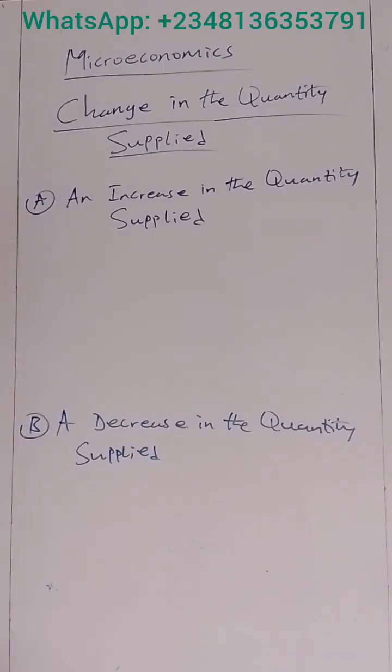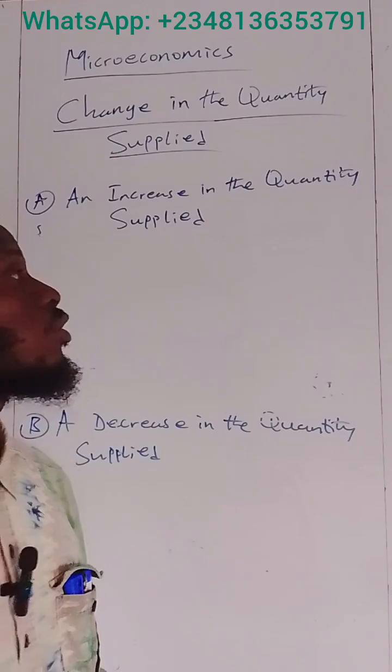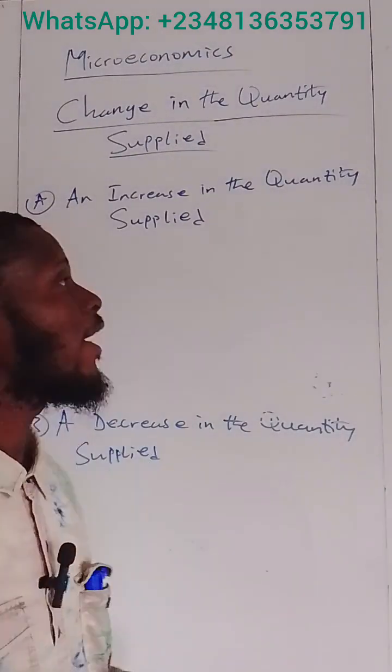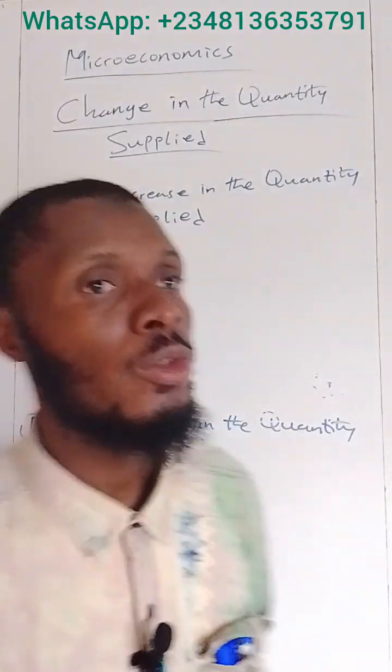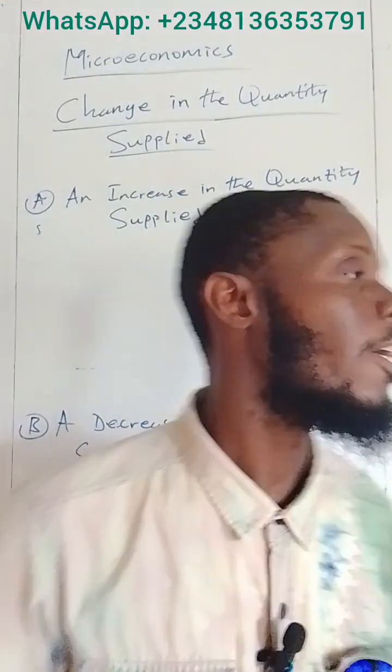Class, I'll be discussing change in the quantity supply. Change in the quantity supply could be an increase in the quantity supply or a decrease in the quantity supply. The change in the quantity supply is mainly caused by a change in the price of the commodity. So we assume other factors are held constant here.